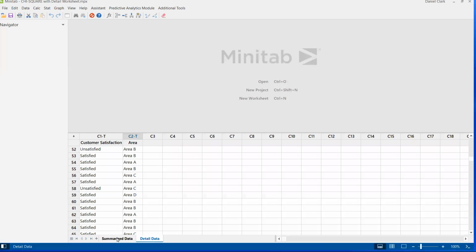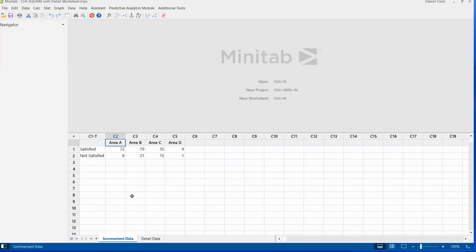In the summarized data tab, you can see that the counts by area and by level of satisfaction have been made here. The textbook uses this sheet, so we'll start here.